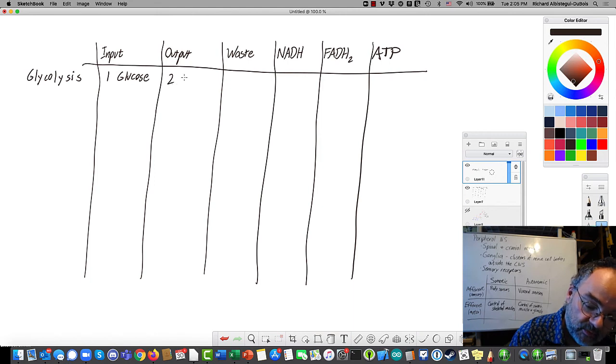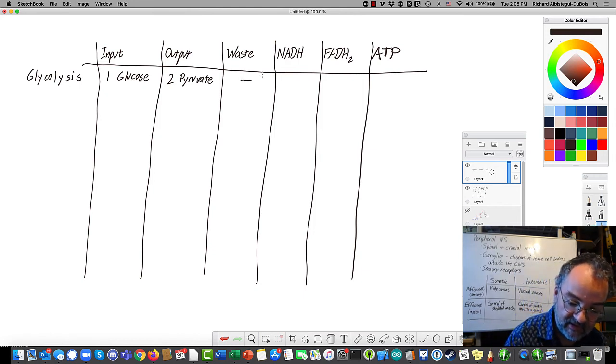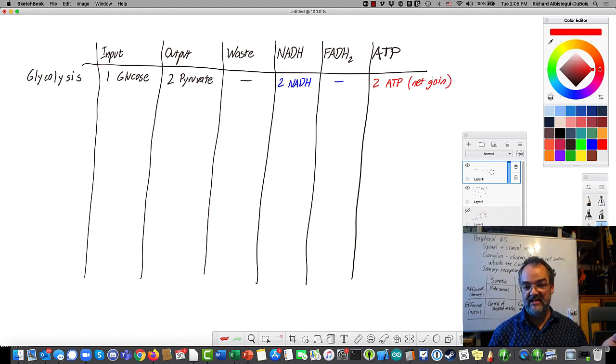The output was 2 molecules of pyruvate. There were no direct waste products produced in this step. So nothing there. I made 2 NADH. I made no FADH2s. And I had a net gain of 2 ATP. If you wanted, you could put 2 ATP as the input and have 4 ATP produced, but I'm just going to keep it with the net gain right now.